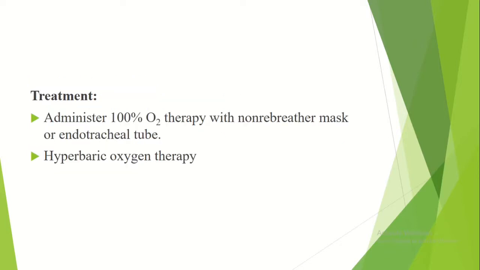Treatment of carbon monoxide poisoning is done by administering 100% oxygen therapy with a non-rebreather mask or endotracheal tube. Another option of management is hyperbaric oxygen therapy. In hyperbaric oxygen therapy, we put these patients into chambers and expose them to oxygen at a very high partial pressure, and oxygen at a very high partial pressure is going to displace carbon monoxide from hemoglobin.